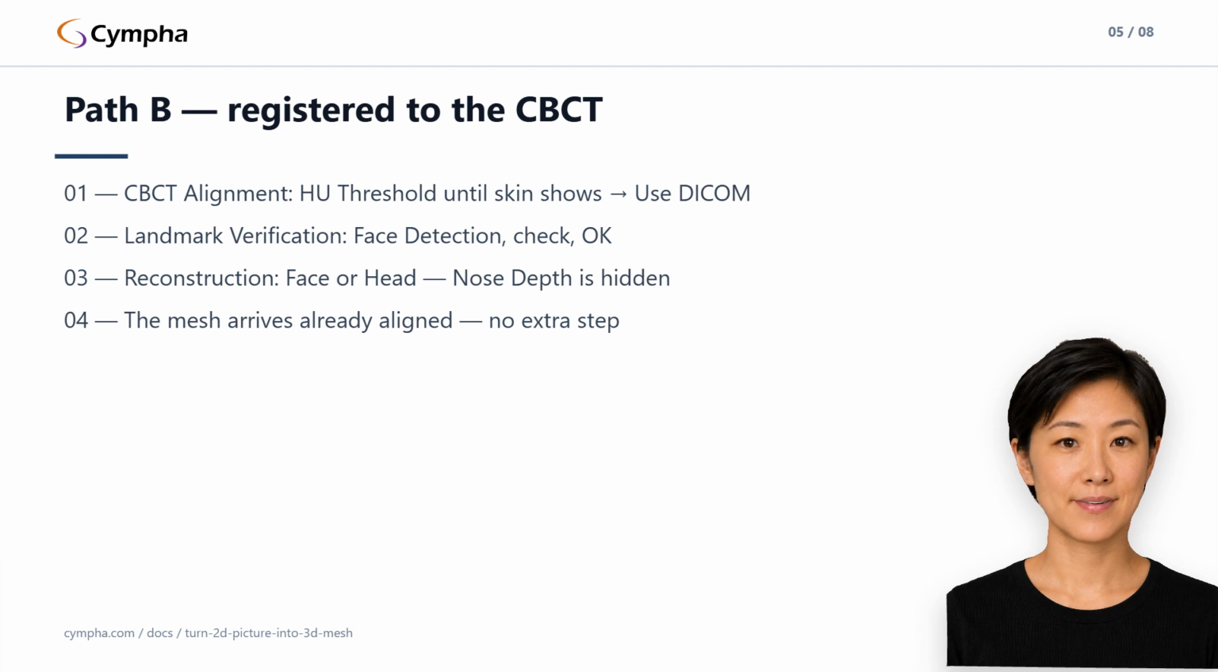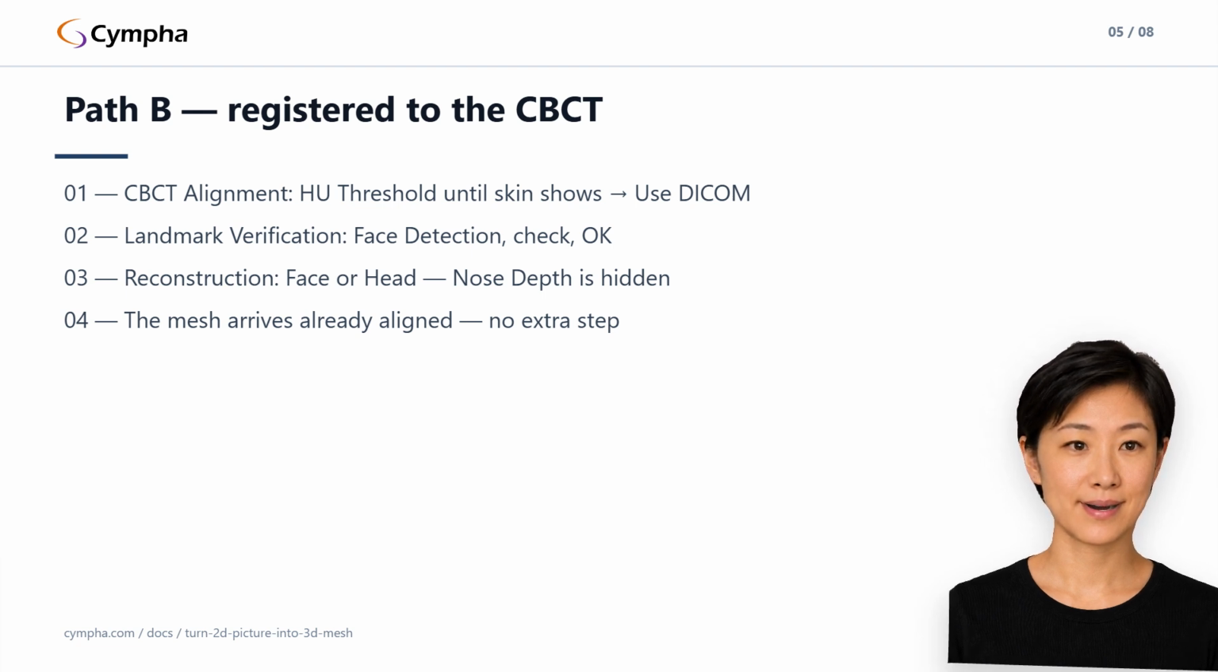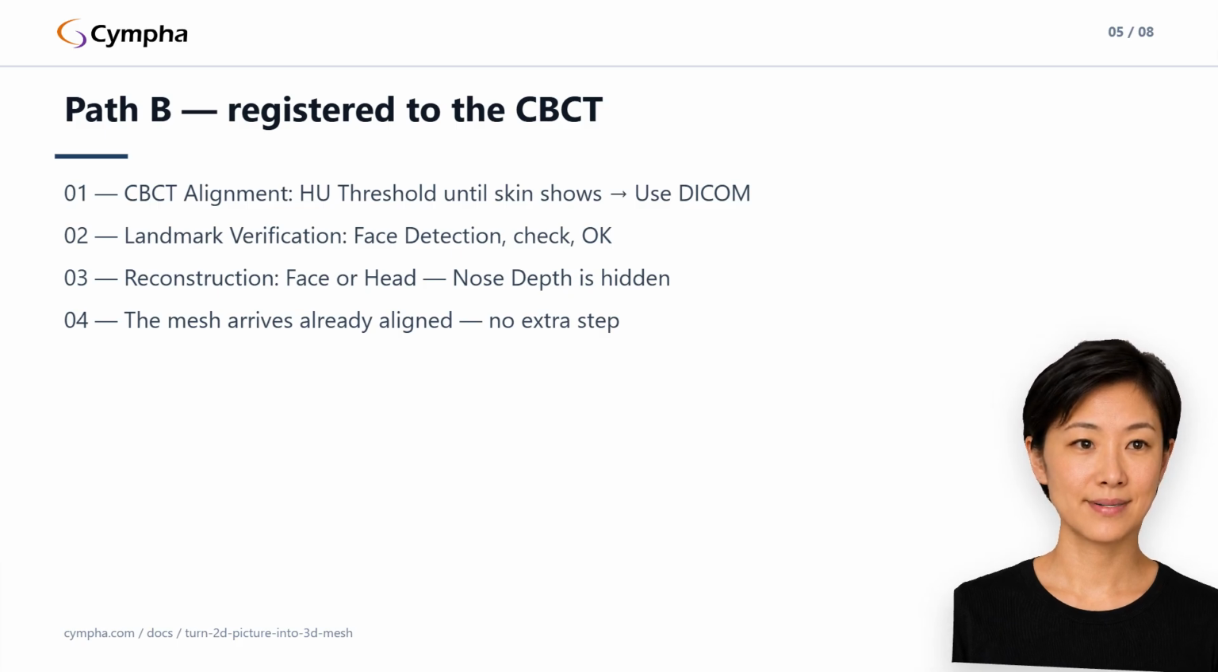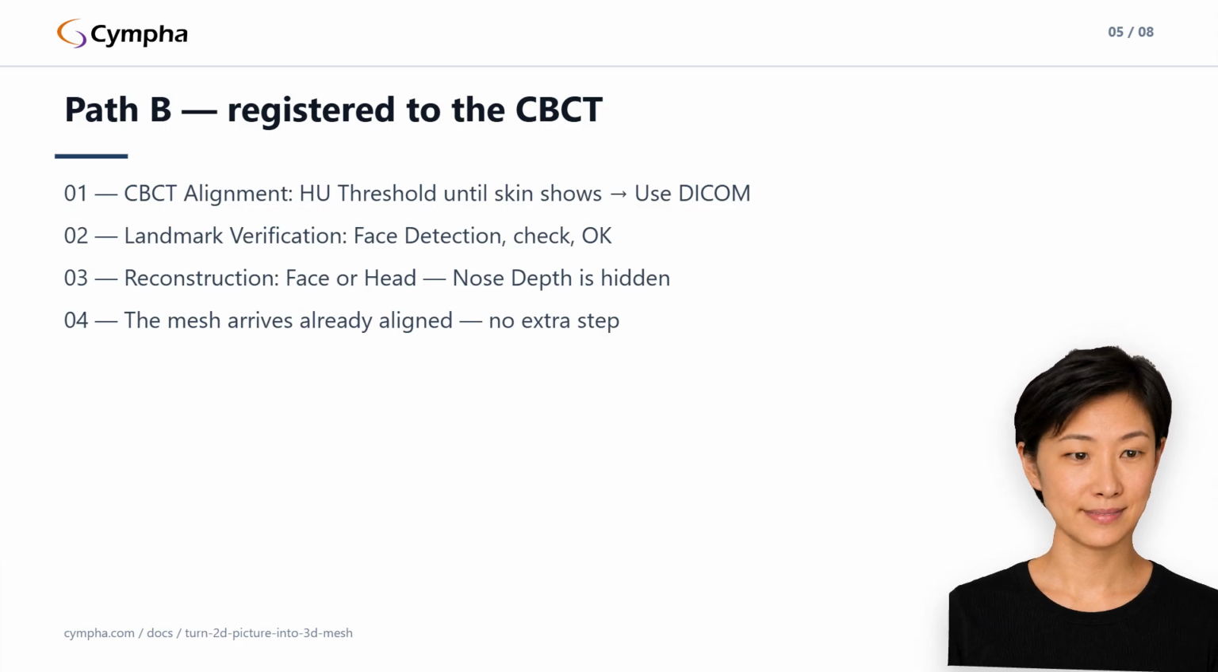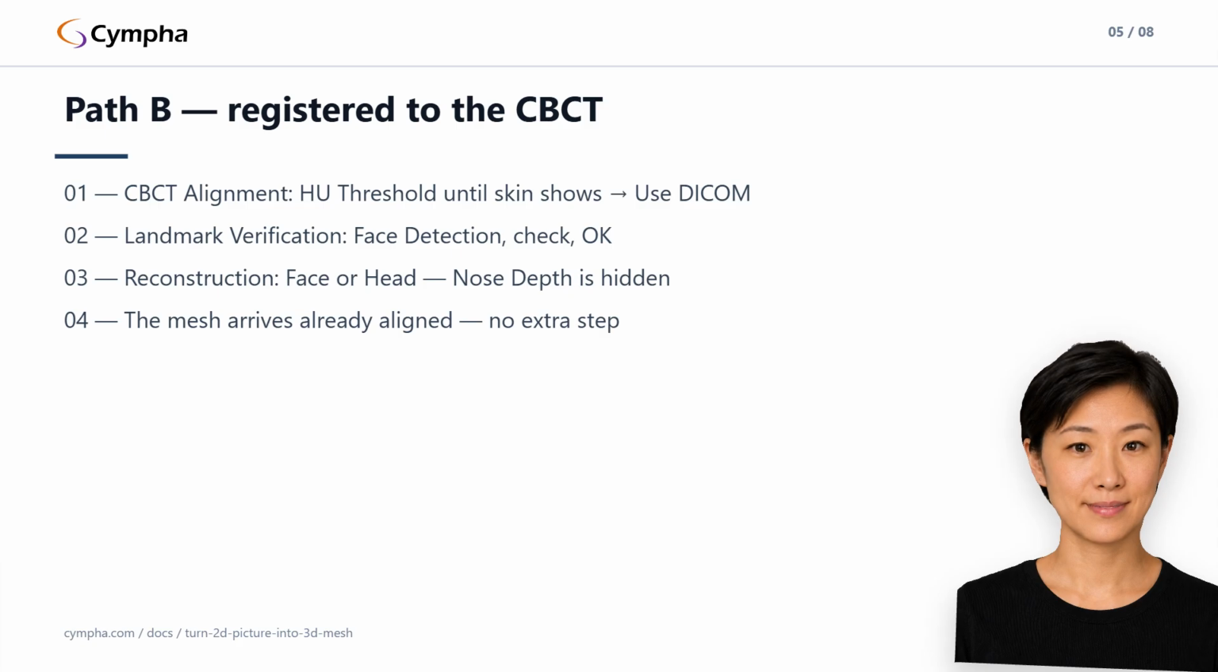Second, landmark verification. Photo over the CBCT, click face detection, then verify the landmarks sit where they should. Opacity fades between photo and volume, and Facebox, when shown, expands the region considered. Okay when they look right. Third, the same reconstruction panel: face or head, resolution, minus nose depth, because the CBCT now anchors the depth scale. Click Done, and the face arrives already aligned with the CBCT and the intraoral scans. There is no separate registration step, the alignment was the work you just did.